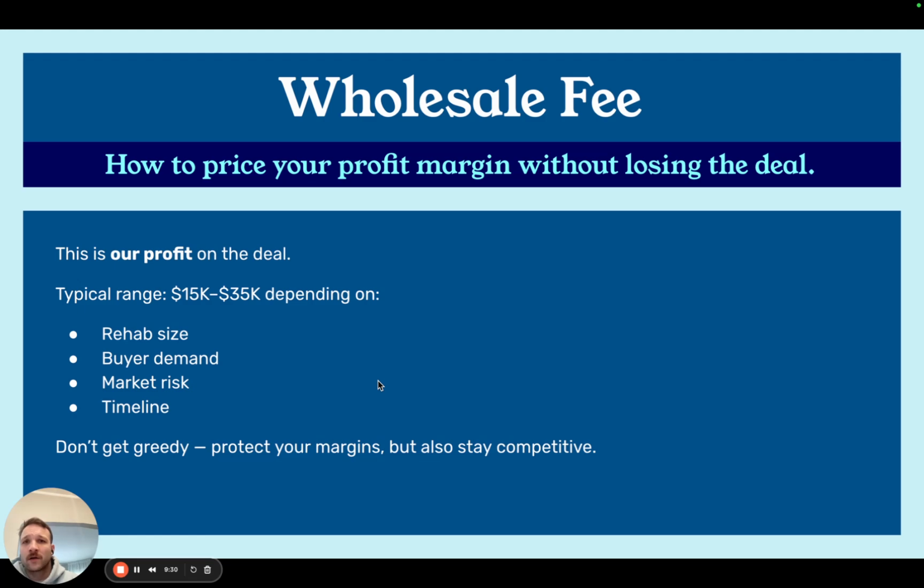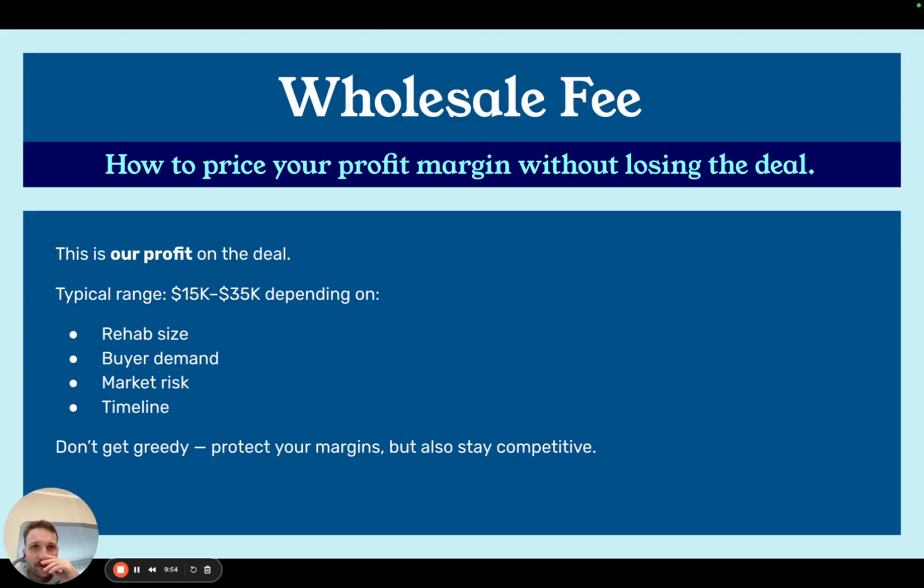Wholesale fee. So how do we price the deal and build in our profit margin without losing the deal? The wholesale fee is our profit on the deal. This typically ranges between 15 and 35, depending on a number of things: the rehab size, the buyer demand, the market risk, the timeline. These are all the things that investors are going to look at as well.